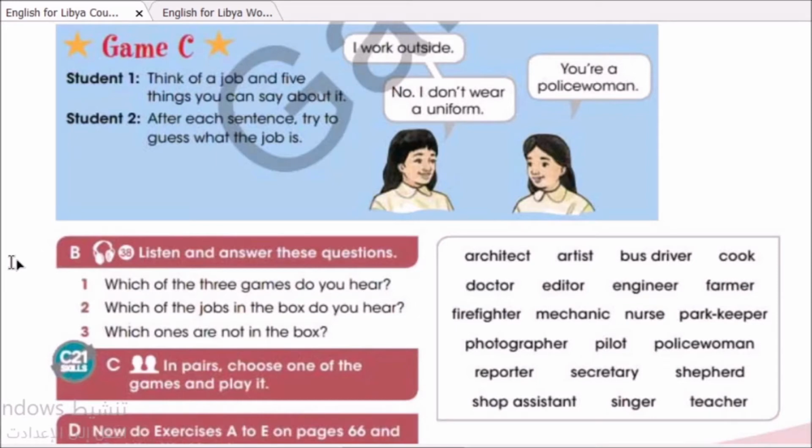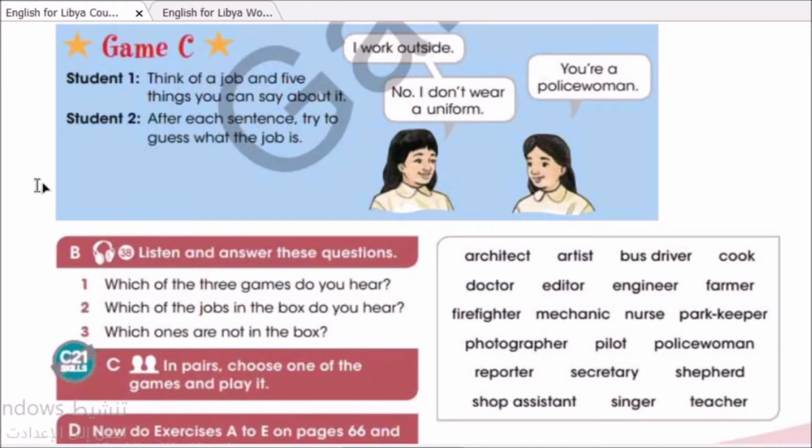So this is part 1. Let's answer part 1 alone. What do you think the game is in part 1? Very good. The game is A. So part 1, the game is A.